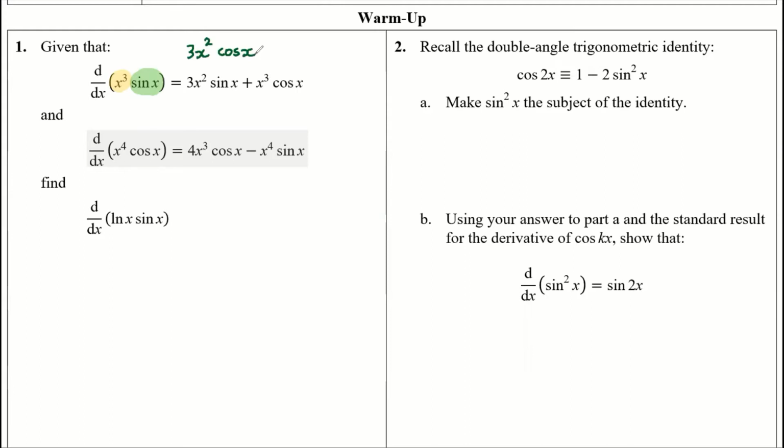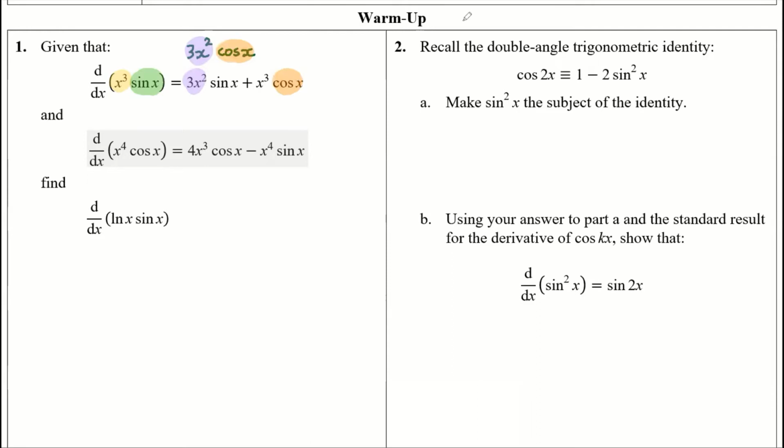It's not correct, but you can see that although this is an incorrect statement, we do have the 3x squared as a feature in our answer. And we also have the cosine x, the cos x, over here in the second term. So the question is, what is going on? Well, let's take a look at the second example and see if we can go a bit further.